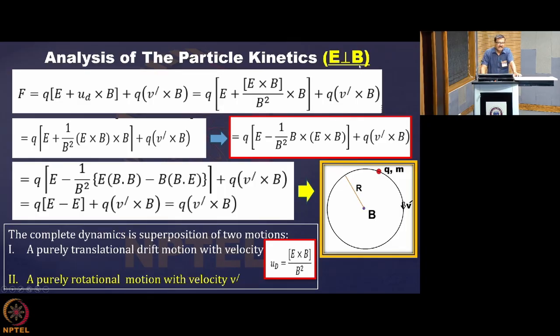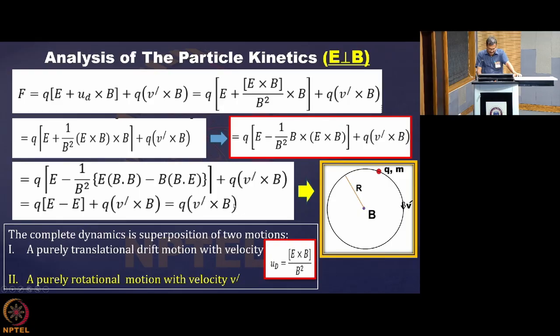We choose this highlighted part, you see that we have chosen that E is perpendicular to B. That electric field is perpendicular to the magnetic field. So E dot B will be 0, okay. So that is how this term disappears, and this term E minus E goes to 0, and what we are left with is Q V' cross B. So the equation you are now getting is F equal to Q V' cross B.